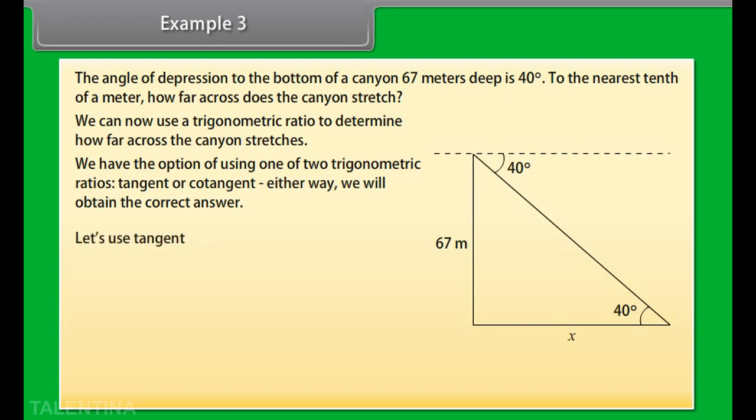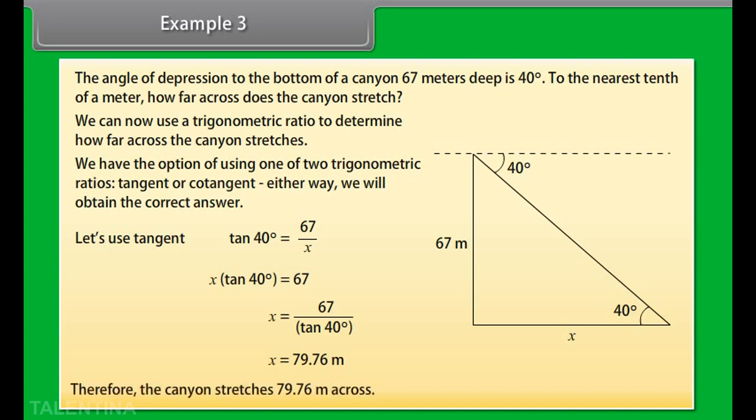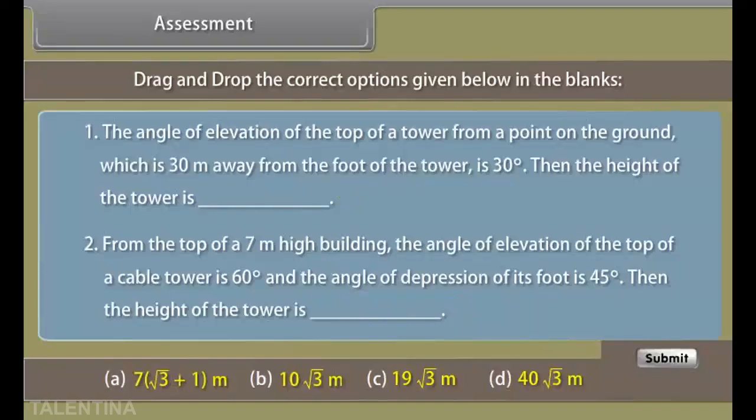Let's use tangent. Tan 40 degrees is equal to 67 upon x. x into tan 40 degrees is equal to 67. x is equal to 67 upon tan 40 degrees. x is equal to 79.76 meter. Therefore, the canyon stretches 79.76 meter across.